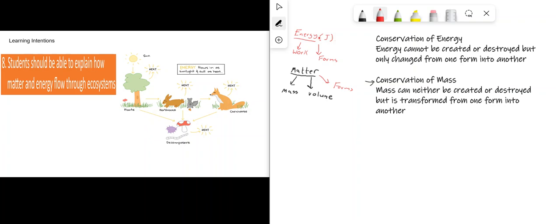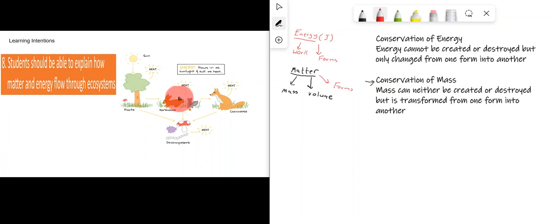Now, again, energy is not destroyed. So we have this principle, which is called the conservation of energy. Energy cannot be created or destroyed, but only changed from one form into another. So we have matter and we have energy, and this makes up everything in the universe. Matter is like the building blocks, and energy is the stuff that makes matter do all the things that it does.